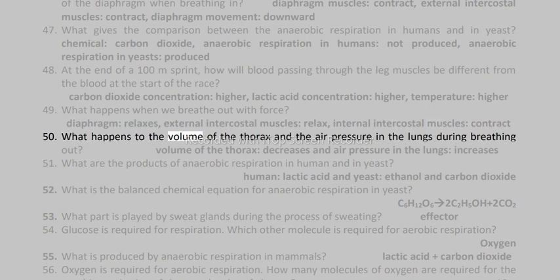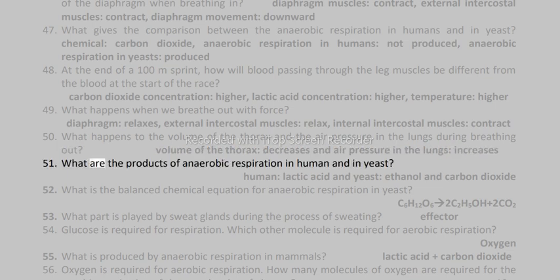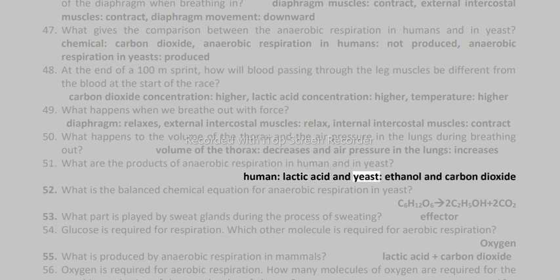50. What happens to the volume of the thorax and the air pressure in the lungs during breathing out? Volume of the thorax decreases and air pressure in the lungs increases. 51. What are the products of anaerobic respiration in human and in yeast? Human, lactic acid; yeast, ethanol and carbon dioxide.